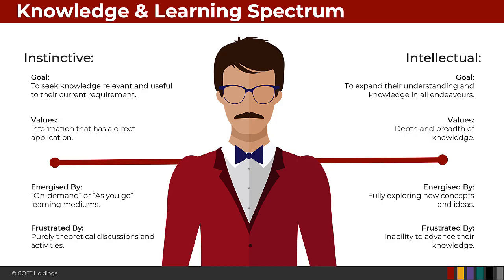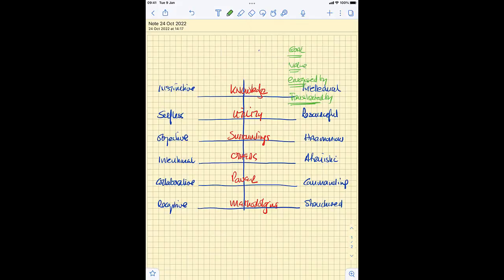So for example, we take intellectual and talk about the goal, the values, what energizes and what frustrates. For intellectual, the goal is to expand their understanding and knowledge in all endeavours. They value breadth and depth of knowledge. They're energized by fully exploring new concepts and ideas, and frustrated by inability to advance their knowledge. Likewise, on the other side, for instinctive, the goal is to seek knowledge relevant and useful to their current requirement, the value is information as a direct application, they're energized by on-demand, as-you-go learning mediums, and frustrated by purely theoretical discussions and activities.